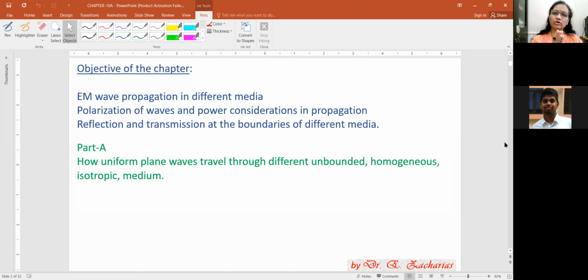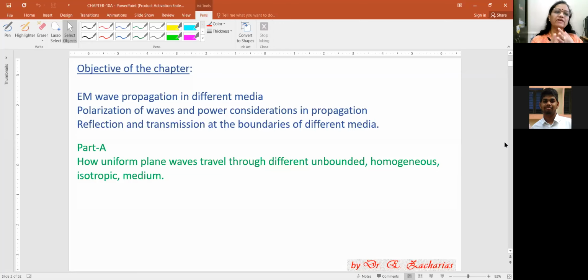And then, of course, in part B we will also be talking about power considerations in propagation. Because we have already discussed that the propagation of the wave carries energy and information. When we are talking of energy, the rate of doing work, energy is related to power. So we will talk about power considerations.